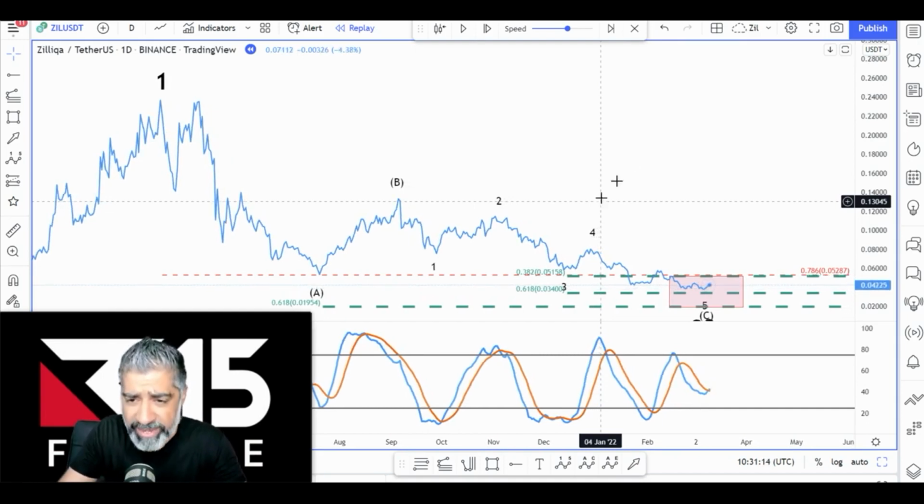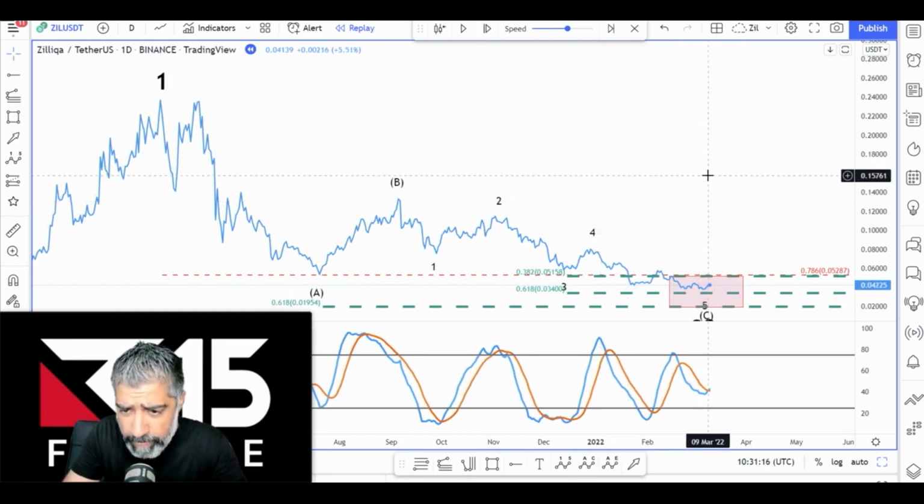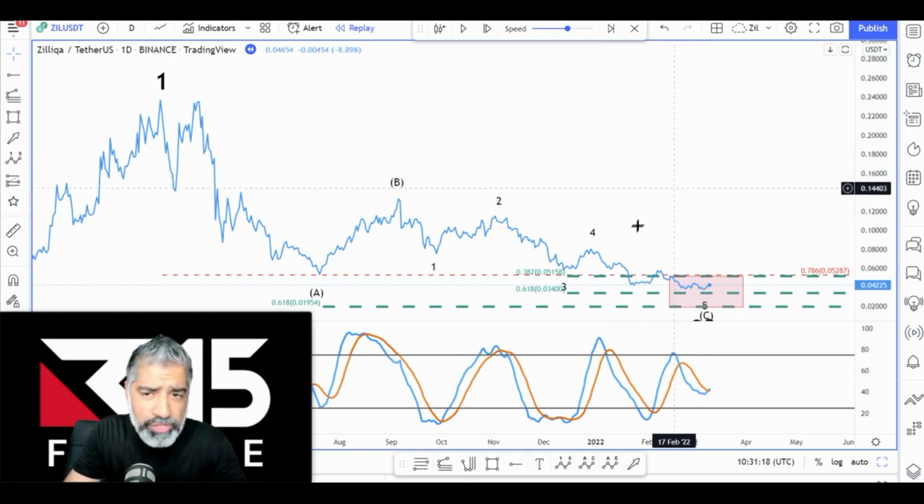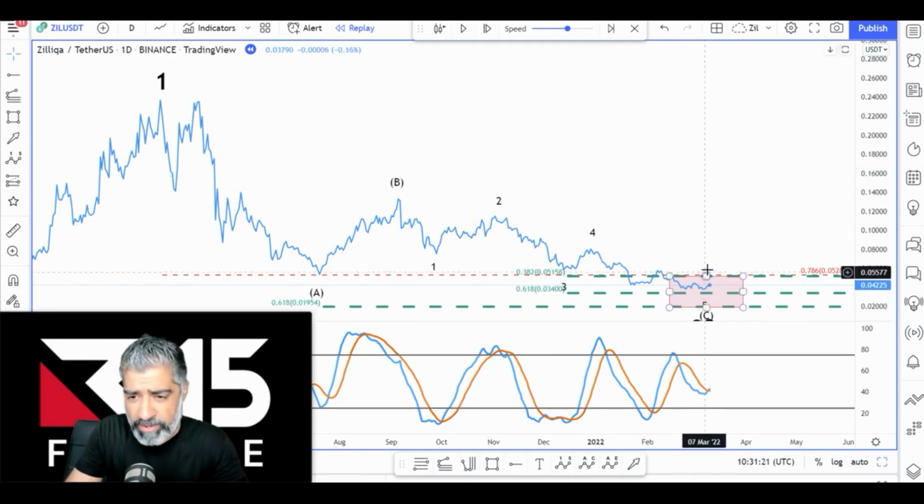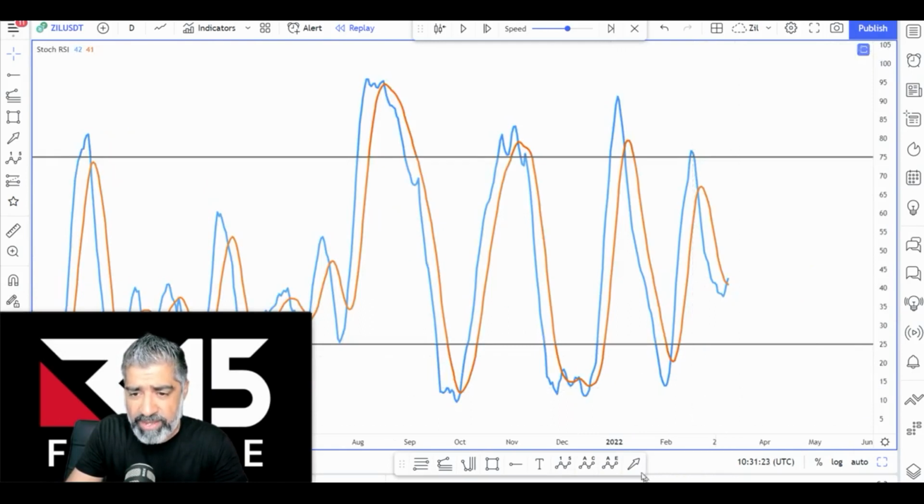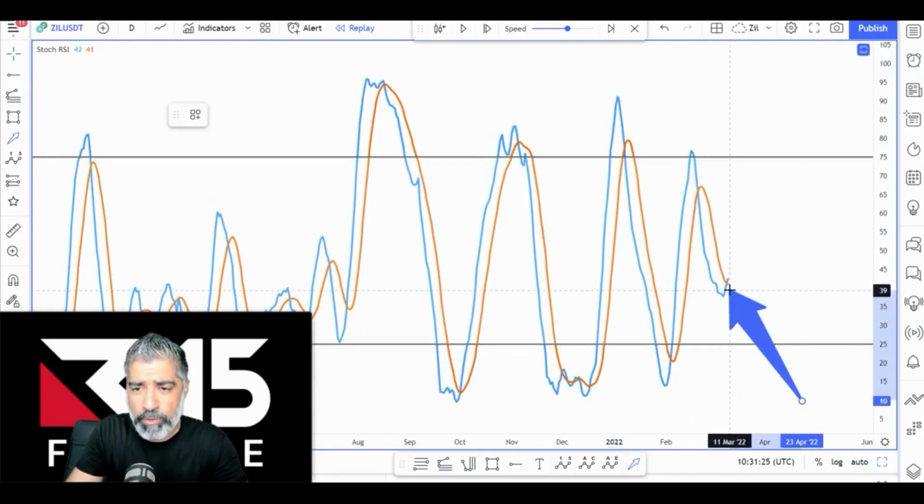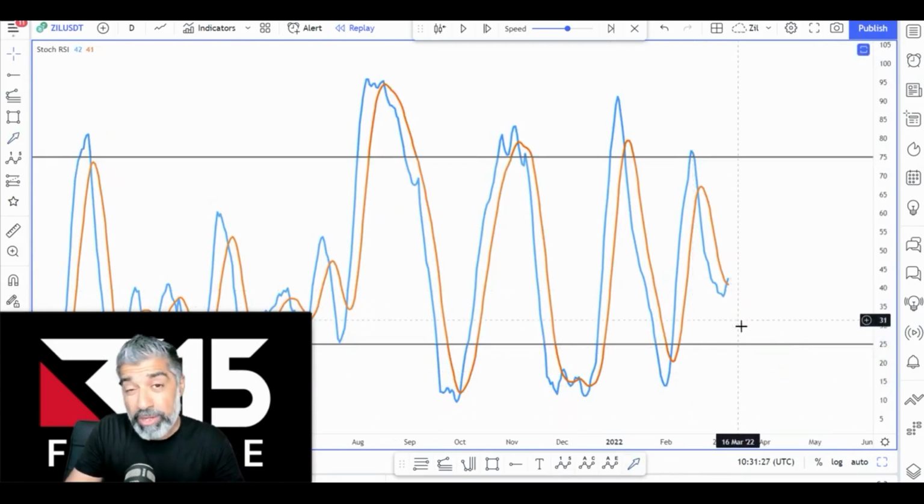And on this day over here, on the 9th of March, the blue line crosses over the red. We can see that. Hopefully you can see that really, really clearly over here. The blue line crosses over the red. Now there's also another indicator within this that gives us a clue.